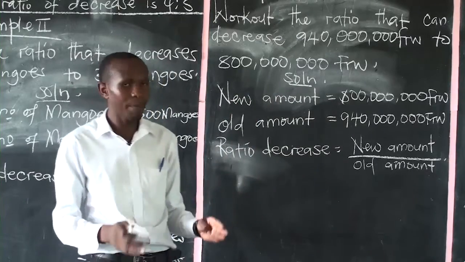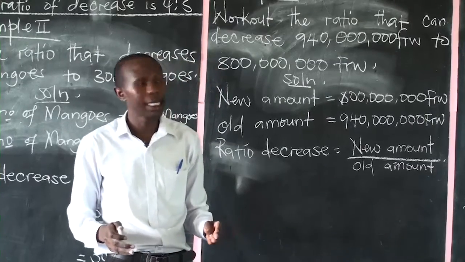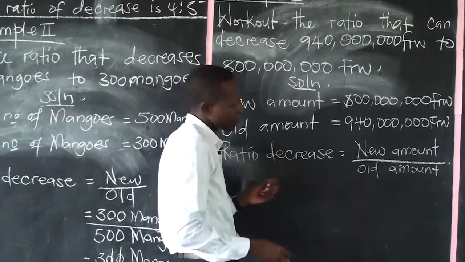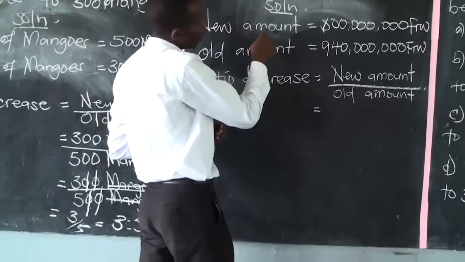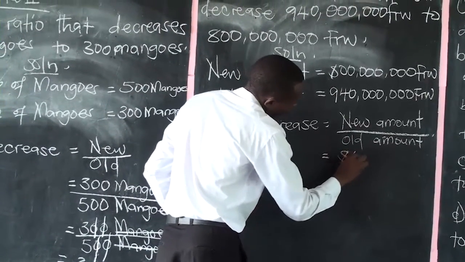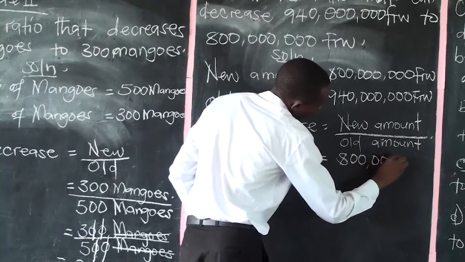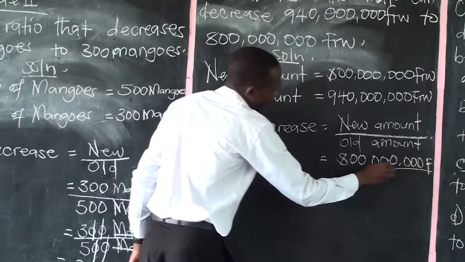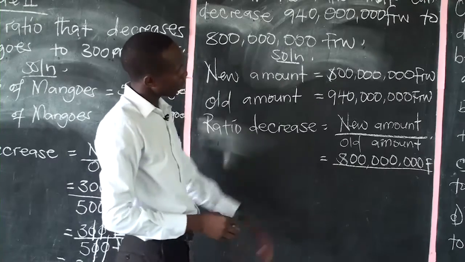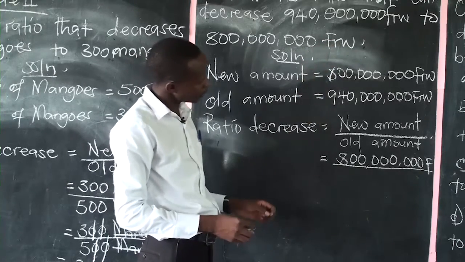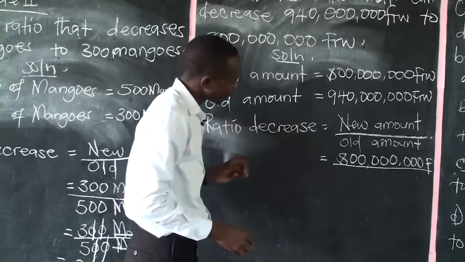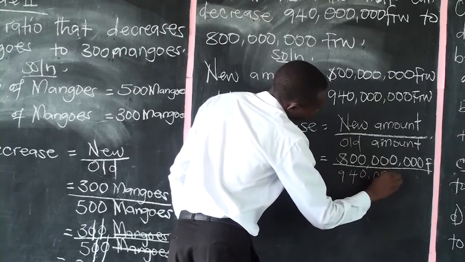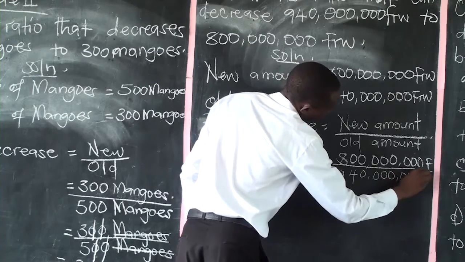And we have already identified our new amount as 800. So we are substituting this step by the figures now. Where there is new amount, I'll put there 800 francs, divided by the old amount, which was 940 million, and it was in francs.